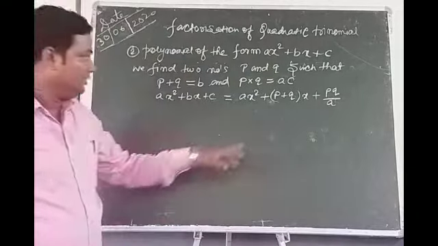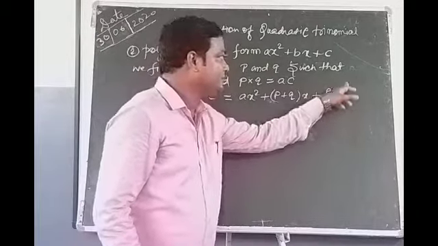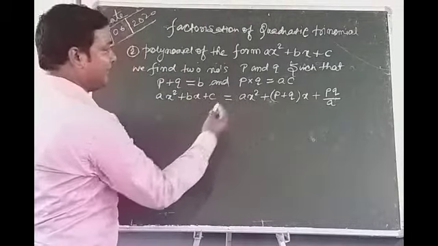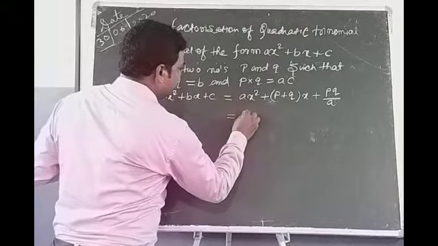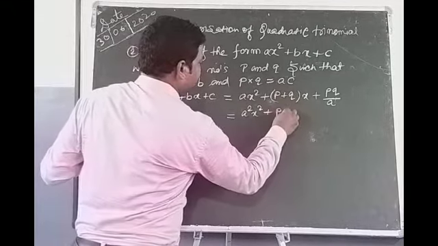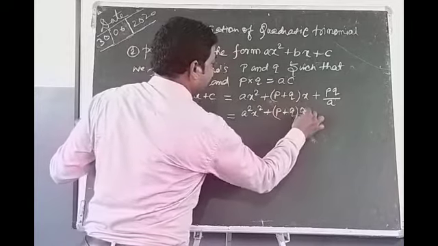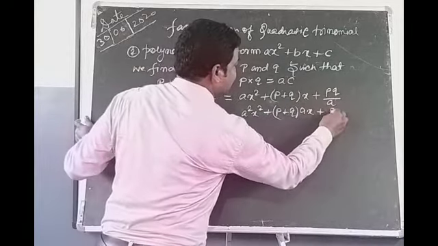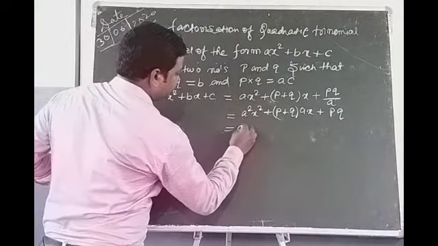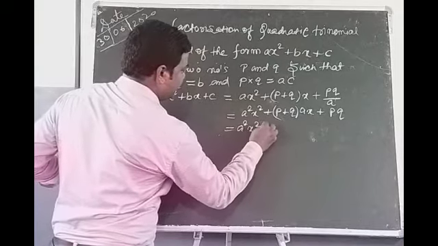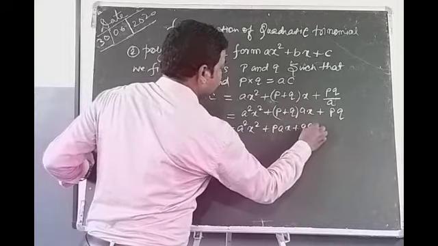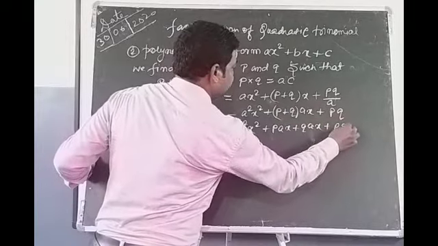Okay, so look here, the constant term is a fraction, so we have to eliminate the fraction. It means we have to multiply this term by a. Then a into a is a square: a square into x square plus (p plus q) into ax plus, a into pq by a cancels, so only pq. Then solving, a square x square plus pax plus qax plus pq.